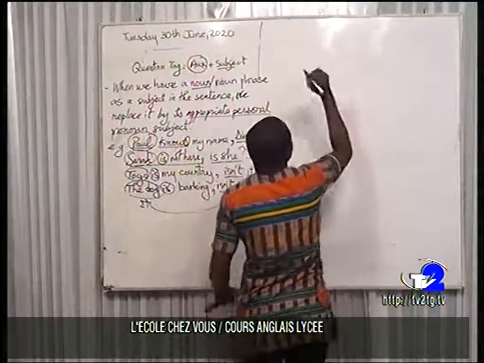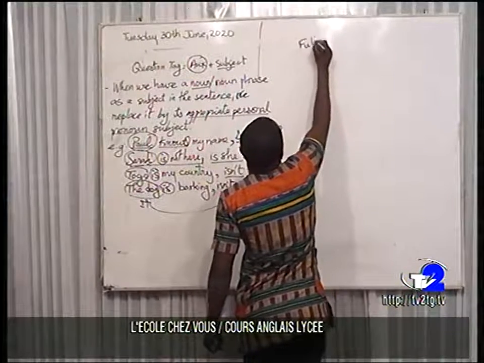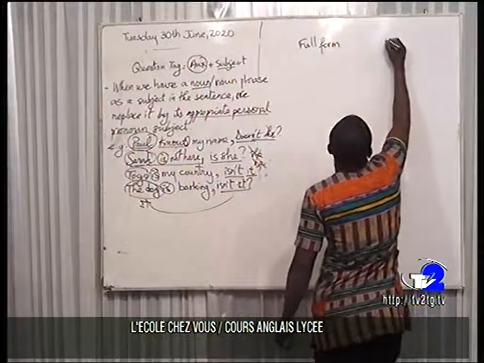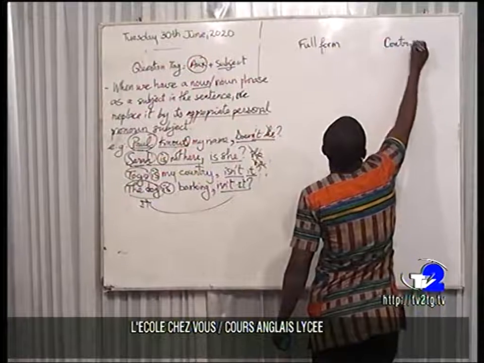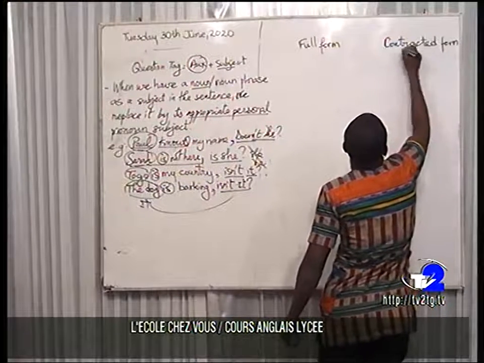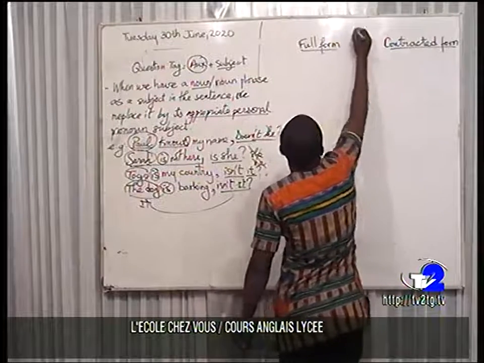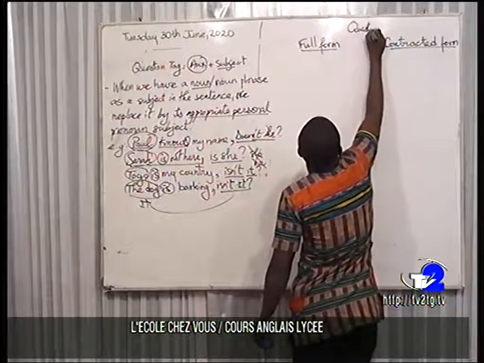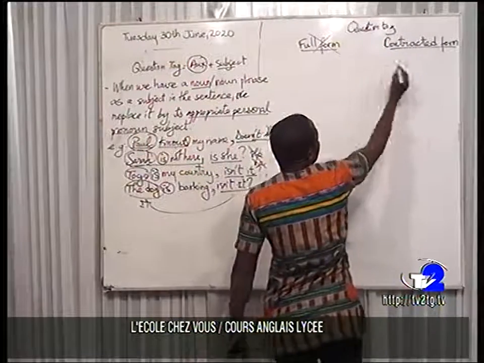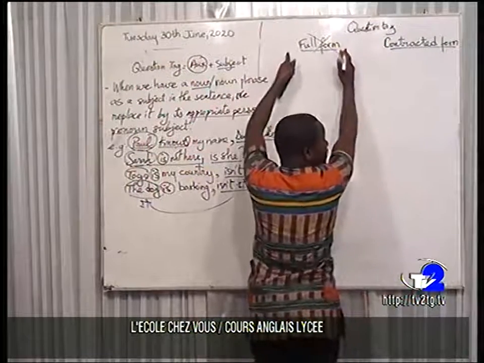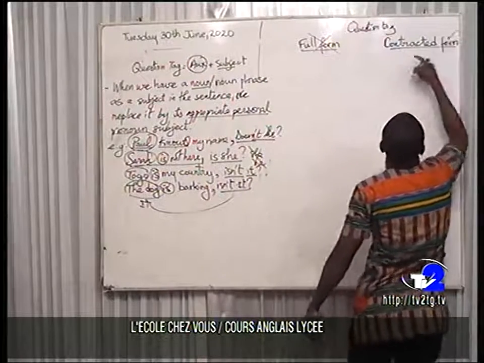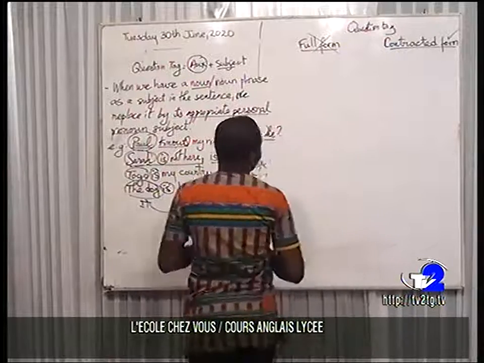Please and please, do not use the full form of a verb in a question tag. We must always use what? The contracted form. We must always use this one in question tag. In question tag, don't use this. No, we must use this. But in the sentence, you can use the full form. But in the question tag, you must always use the contracted form.